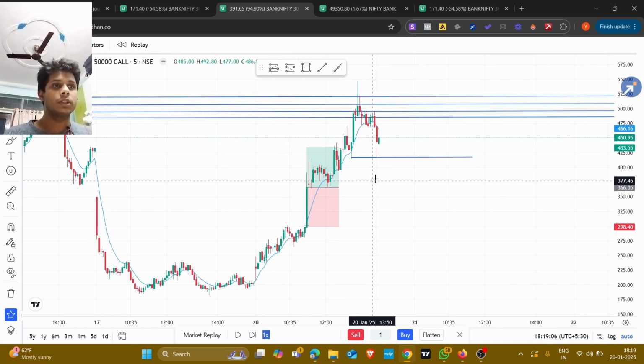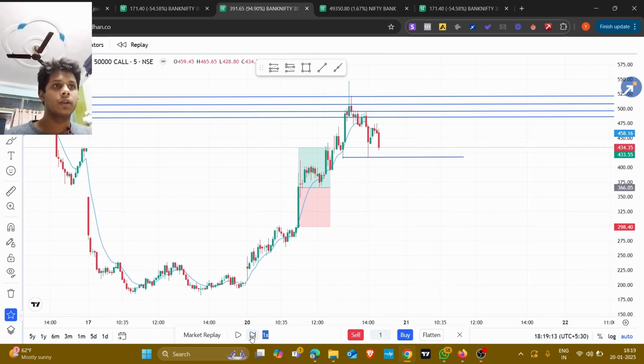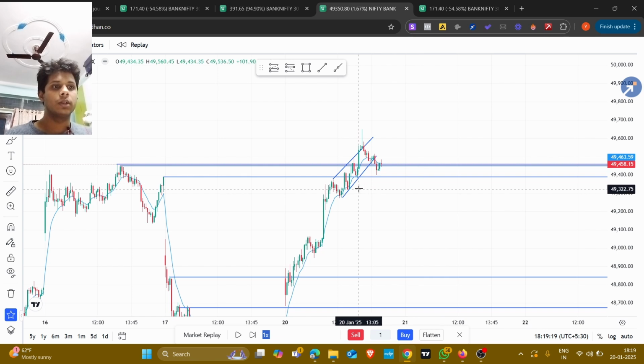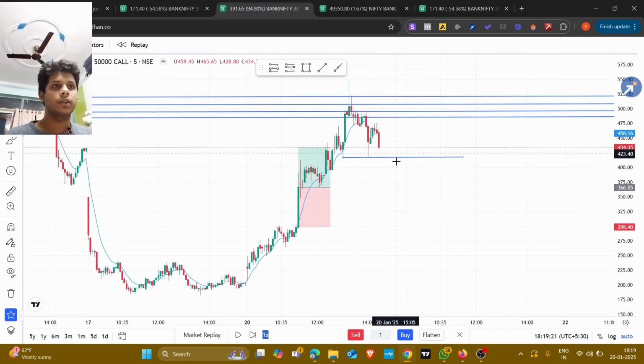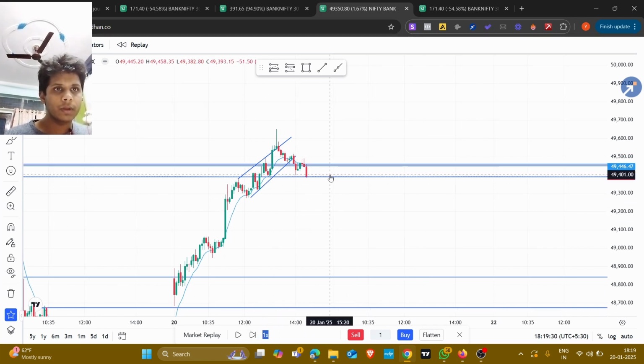There we go. I'm not seeing a great breakout. Nope. Take 2.5. Okay, so this is a great opportunity. Let me check on the index chart as well. Okay, there we go. What do we have over here? 14.25.